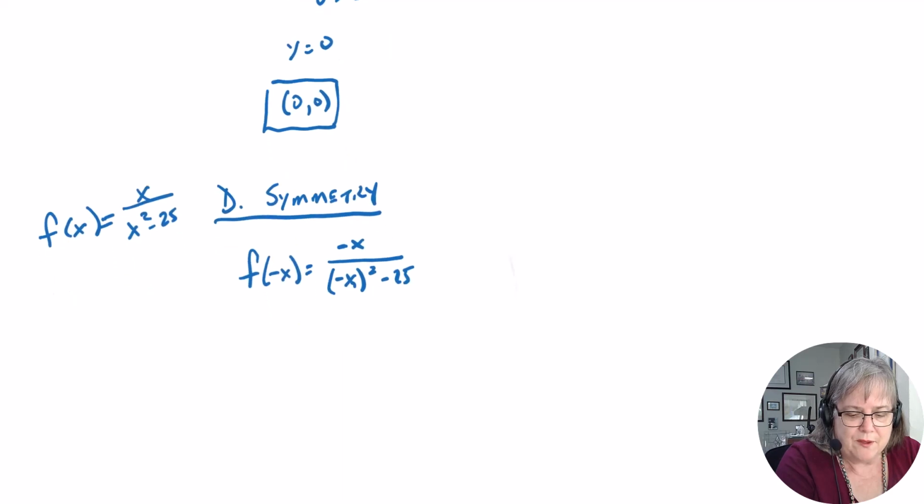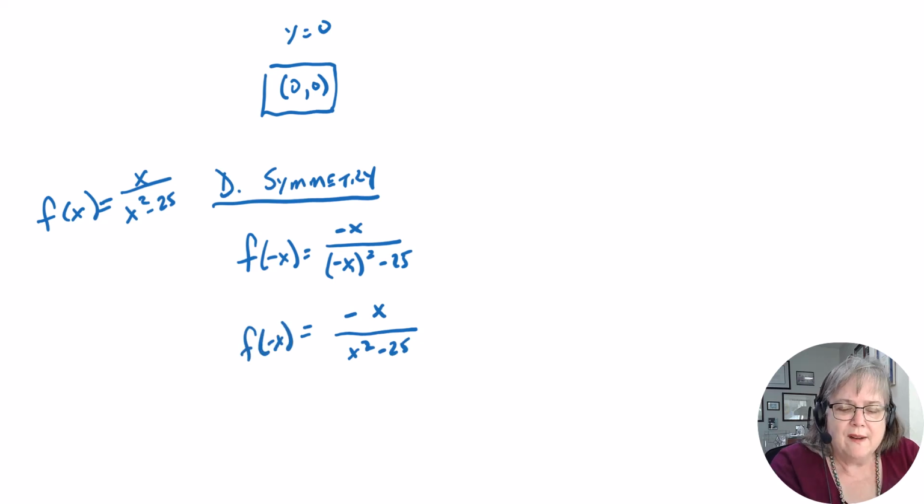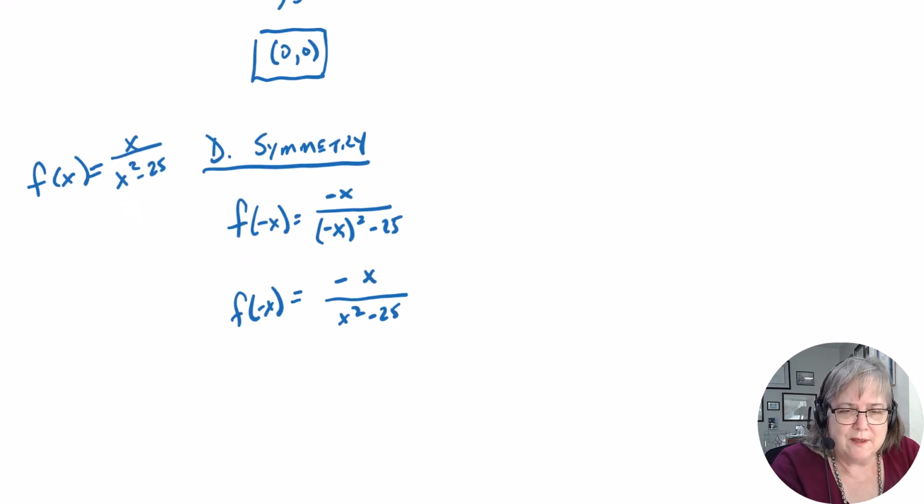And simplify as best you can. So you have negative x over x squared minus 25. Now, as you can see, the denominators match from the original to the one that we obtained with the negative x, but the numerator is the opposite of what it was. So this is the opposite sign, right? Because technically here you had a positive version of this, and here you have a negative version of this, right?